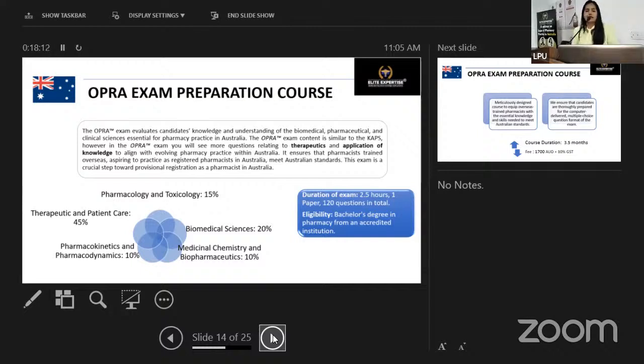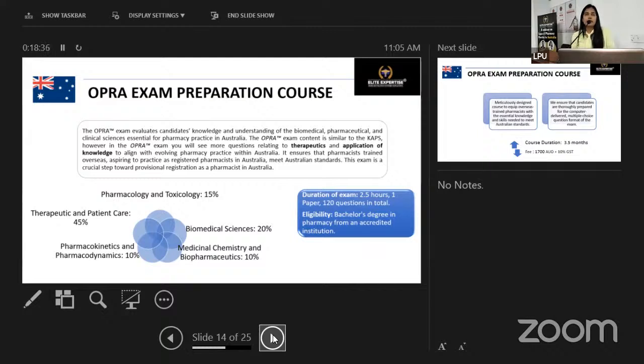The exam pattern consists of 2 papers with 5 hours of examination: 2 hours for paper 1, 2 hours for paper 2, and a 1 hour break. The papers consist of pharmacology, pharmacotherapeutics, biopharmaceutics, pharmacokinetics, pharmaceutics and pharmacology. Each subject has a weightage depending on the topics.